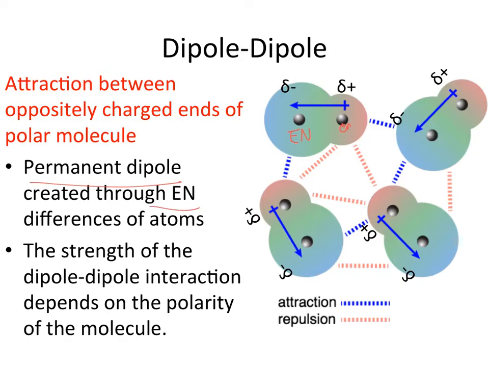And what you can start seeing is there's a certain attraction. So here, the negative side of the top molecule is attracted to the positive side of this top molecule, and the same thing here, negative to positive, positive to negative, etc. There is some repulsion, but that's not the key that we're going for right now. We're just looking at the attraction.